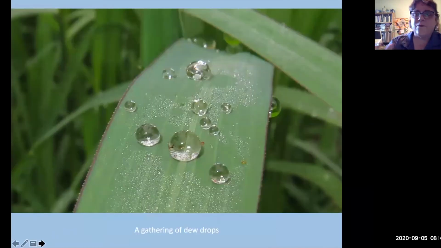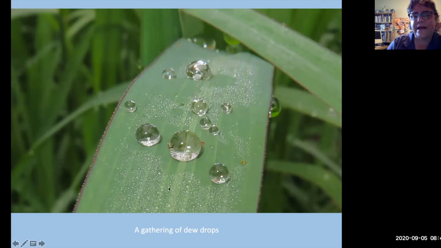I love water. So I had to watch this process. This is a gathering of dewdrops, and they literally gather. This isn't coming from the air. Basically, the moisture sits upon the leaf, and the connectivity of the water, the attractiveness of the water gathers around moisture and creates these drops.